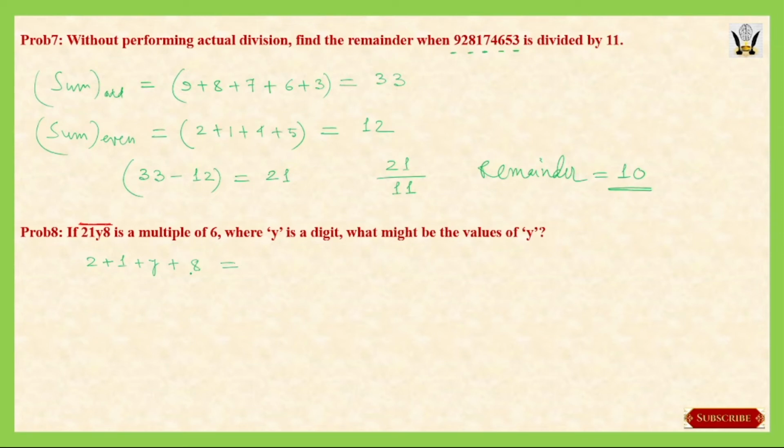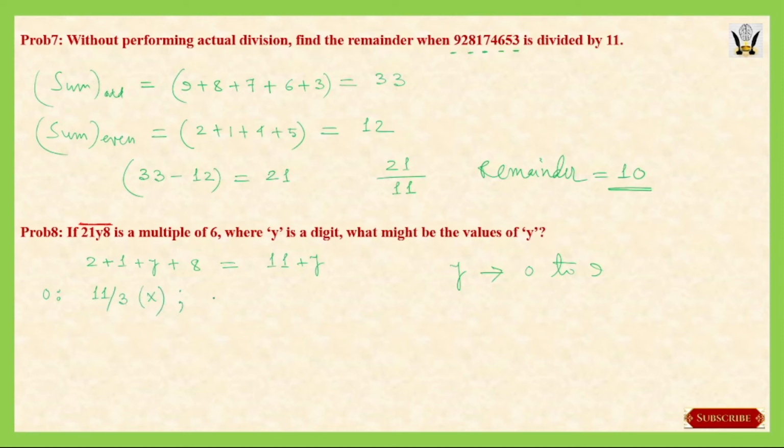So here the summation is coming as 11 plus y. Now if 11 plus y is divisible by 3 and separately if it is divisible by 2, then the number will be divisible by 6. So again here y can have values from 0 to 9, and we will assess one by one. When the value is 0, then this summation will be 11, and 11 is not divisible by 3.